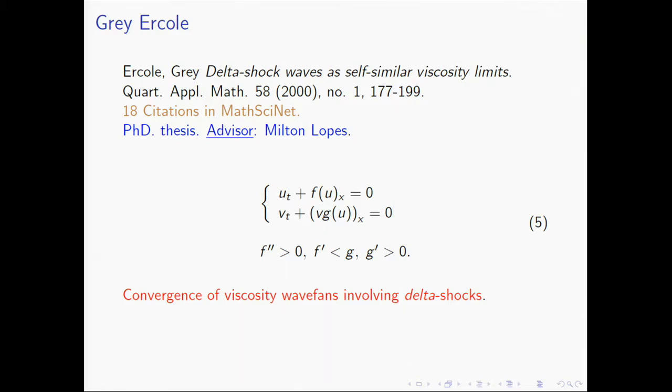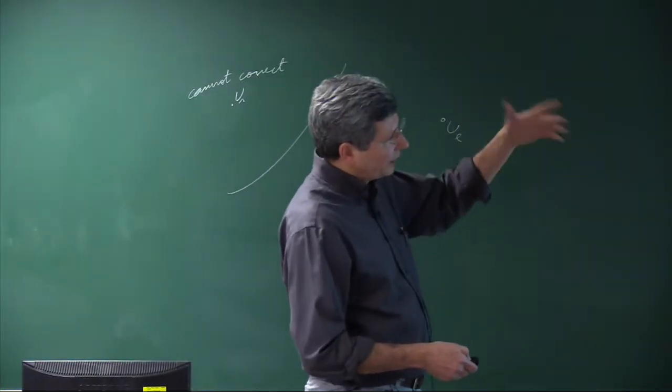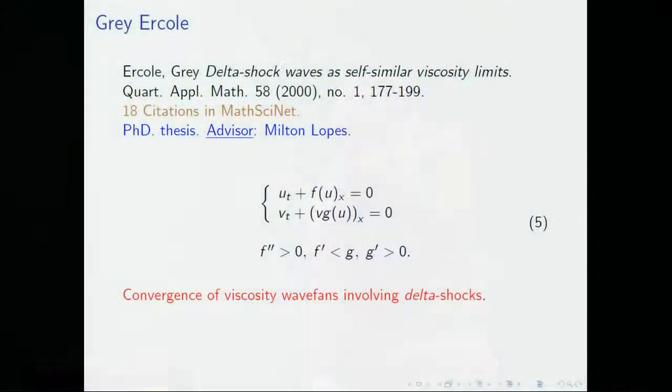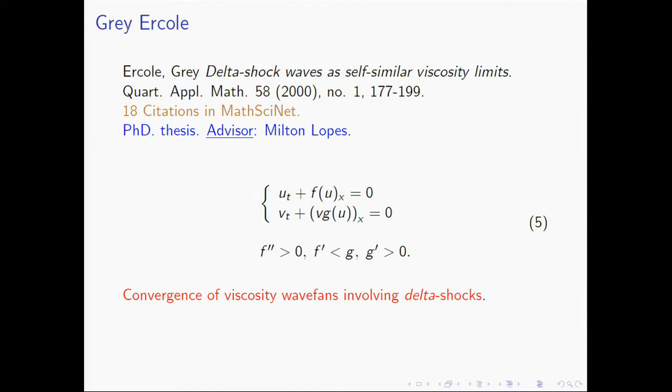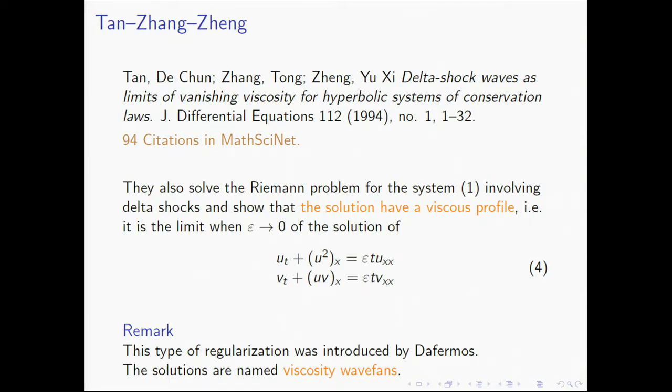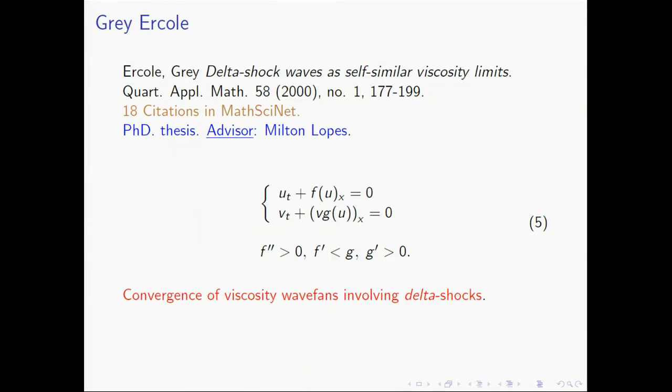Gray Ercole, in his thesis, considered a more general system, but it does not include the Koszynski system in the whole plane uv because of this condition here. But for this system, he also proved that you have convergence of viscosity wave fans, that viscosity wave fans are a solution of this system. They proved that if you put epsilon t u_xx here and epsilon t v_x here, you can pass epsilon to 0 and you obtain a delta wave solution. Okay, so now I'm going to pass to the second topic of my talk.